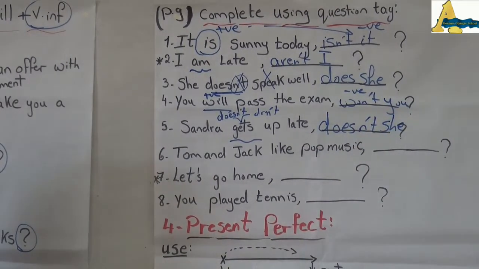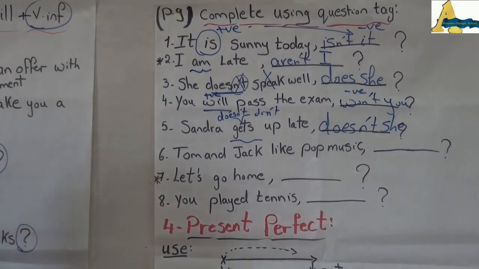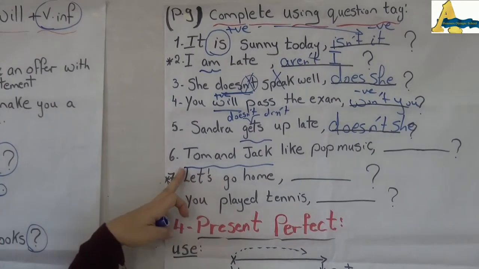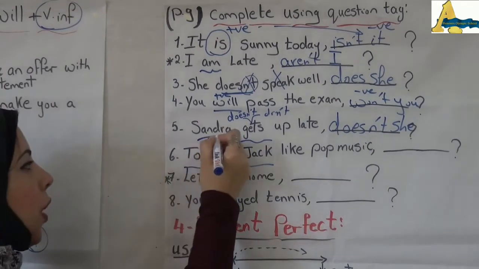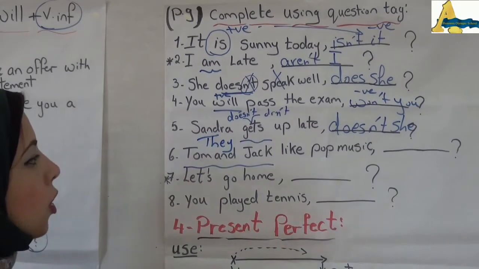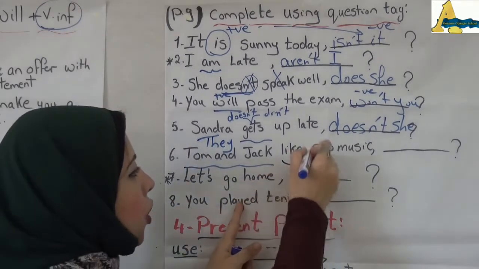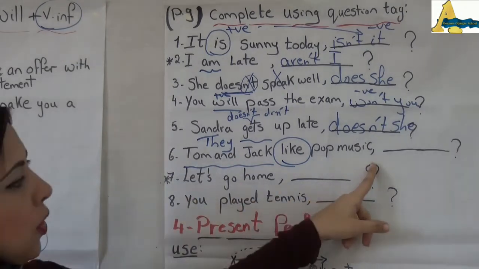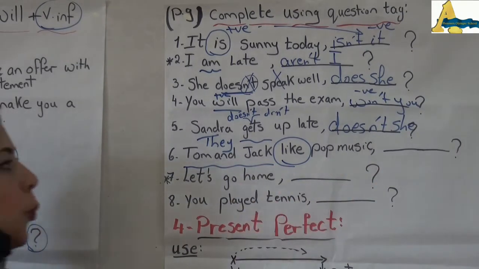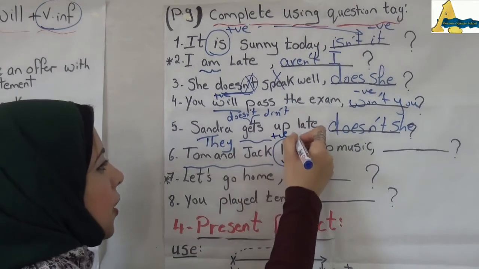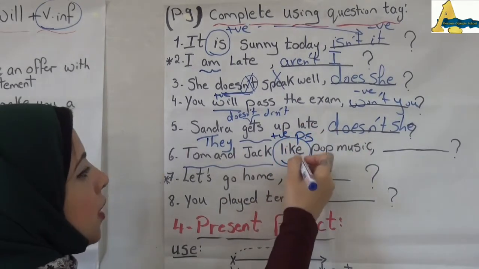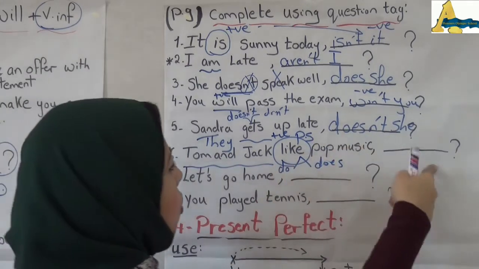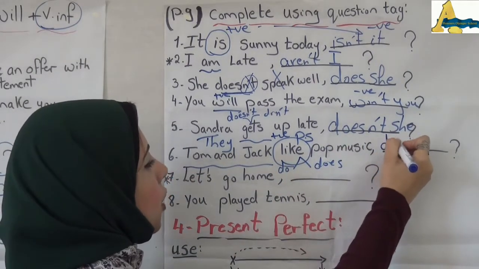Number 6, Tom and Jack like pop music. Here we have two characters, or two people. What are we going to use instead of them? What is the pronoun? They. So we're going to say, and what is the verb? Like. So they like pop music. How am I going to change it? Here it's positive in the present simple tense again, and we said in the present simple we use do or does. So we are going to change it to negative form. It will be don't they.